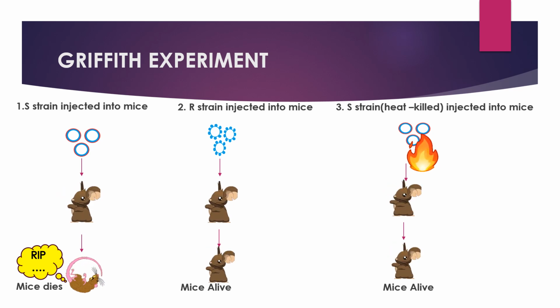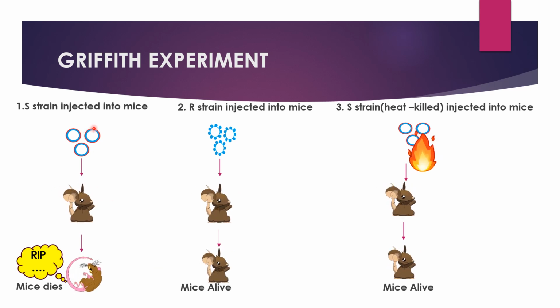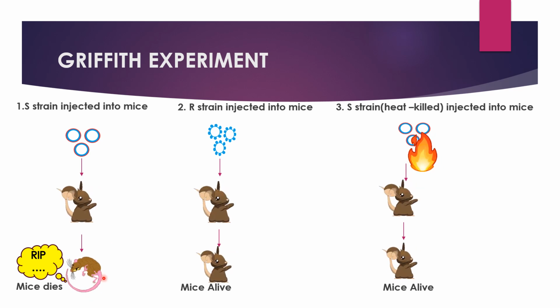Now let us take a look at Griffith's experiments. He did a series of experiments with two types of bacterial strains, the virulent type, the S type, which causes disease, that is pneumonia, and the non-virulent type, the R type, which does not cause any disease. First, he injected the S type strain, the virulent type, into the mice. As we know, this S type is virulent. It caused pneumonia, and the mice were found dead.